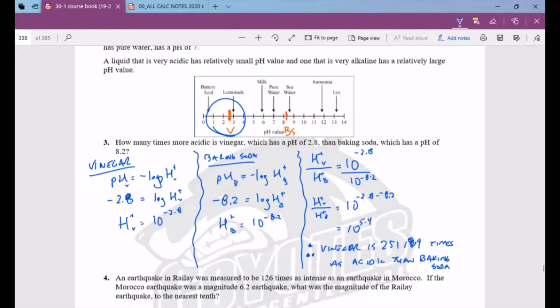So notice this again. By the end, this really looked pretty similar to what we were doing with earthquakes and what we were doing with sound as well. It's just comparing the intensity of sound, comparing the intensity of the earthquakes is equal to 10 to the exponent of the difference of their measurements. And so, again, we're doing a very similar thing with pH.